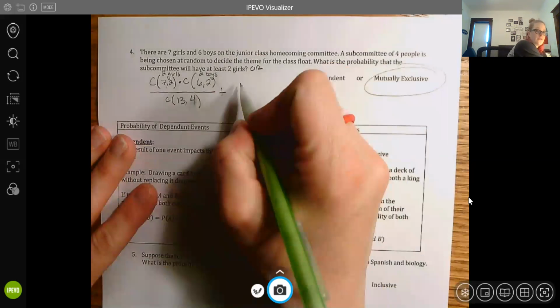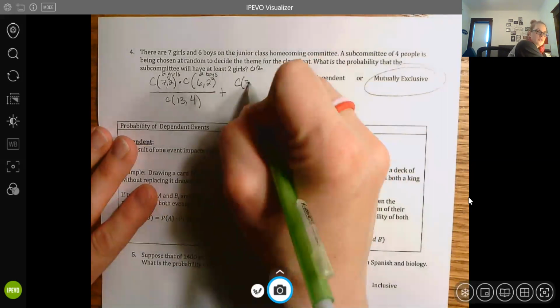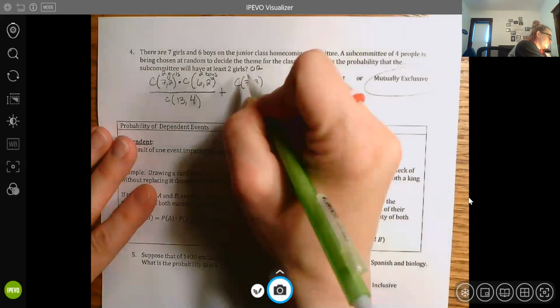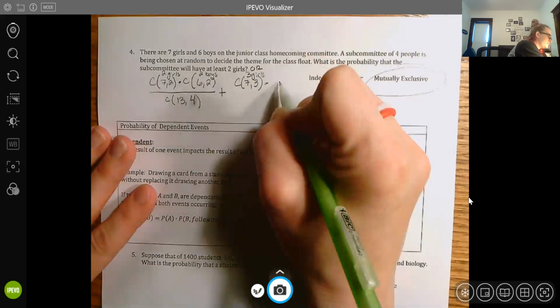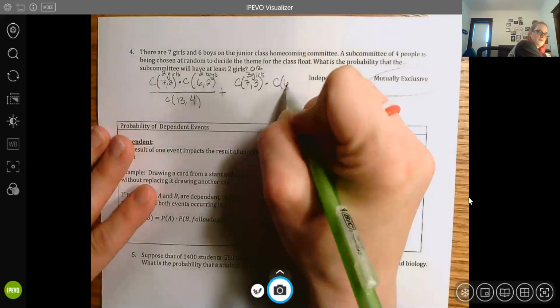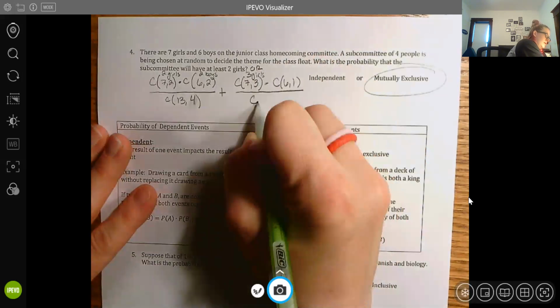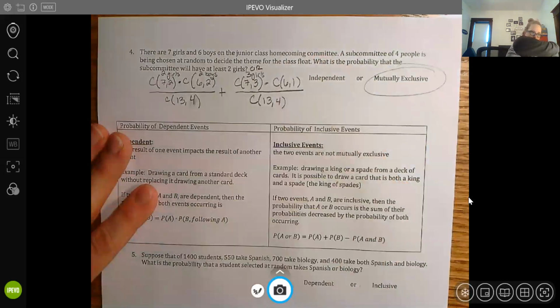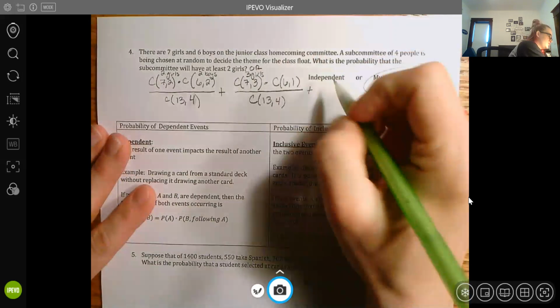Okay, so now we're going to say, hey, now we have 3 girls on our committee. So we have 7 to choose from, and we're choosing 3. But if we choose 3 girls, we have to have 1 boy then. So there's 6 to choose from, and we're picking 1. So we had 13, and we're choosing 4, still the same. Plus, okay, now, oops, that should say 1 boy above it.